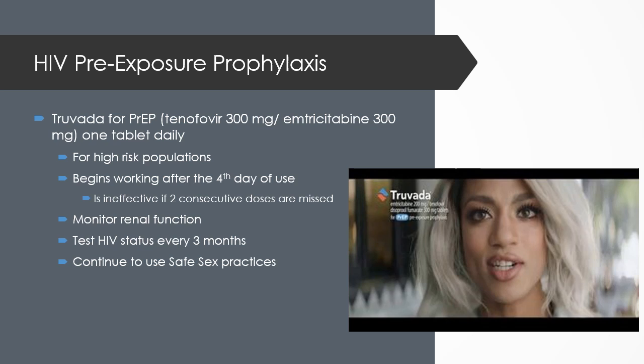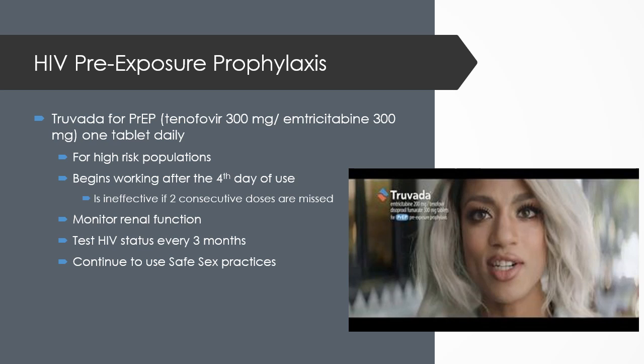It begins working after the 4th day of consecutive use, but it's considered ineffective if 2 consecutive doses are missed, and it won't be effective again until they've done 4 days consecutively after those 2 missed doses. It's important to monitor renal function while you're taking Truvada, and people who are taking medications for PrEP have to have their HIV status tested every 3 months and continue to use those safe sex practices.